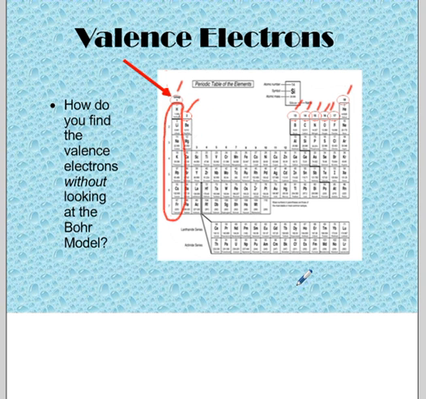The first column that has hydrogen at the top has a little 1 right at the top. That 1 tells us that everybody in this whole column has 1 valence electron. So really all you have to do is find your element, go to the top of the column, look at the number, and the number tells you how many valence electrons there are.